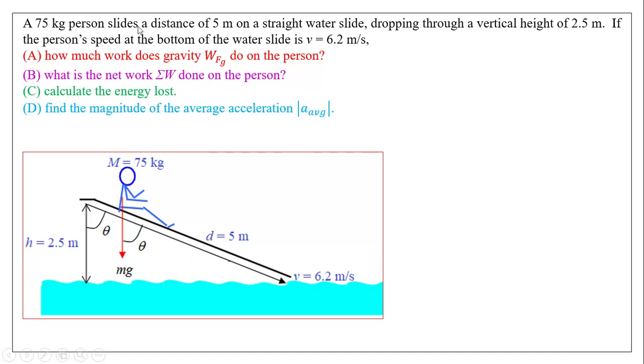So here we have a 75 kilogram person sitting on a 5 meter water slide. It says dropping through a vertical height of 2.5 meters. It says if the person's speed at the bottom of the water slide is 6.2 meters per second, A, find out how much work gravity does on the person.